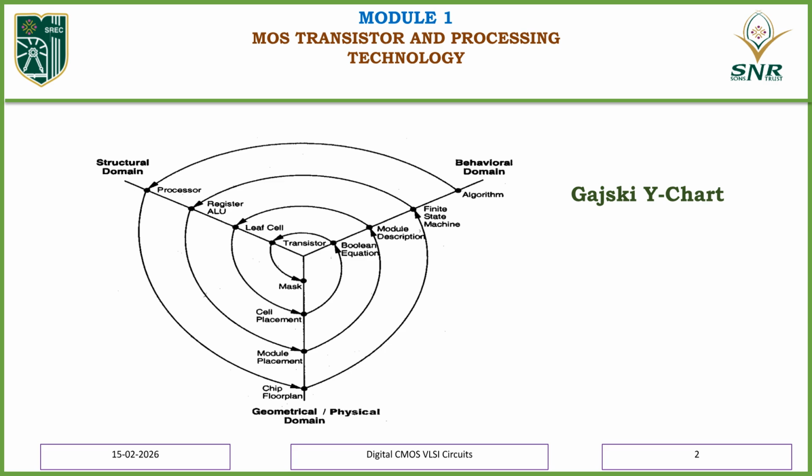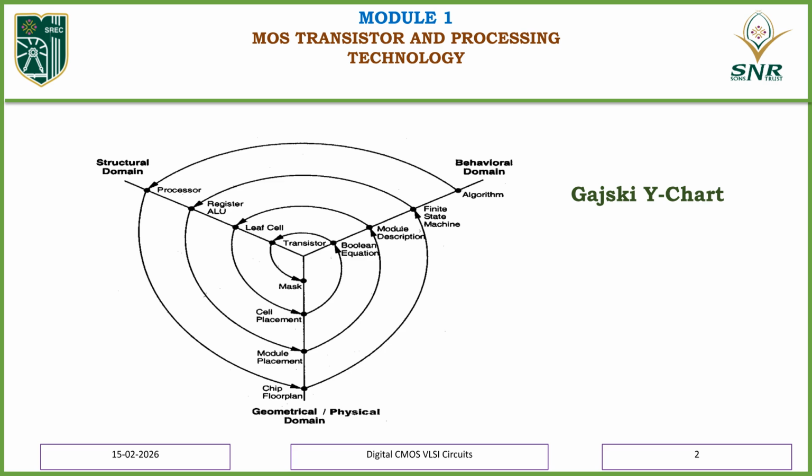Now let us examine the physical or geometrical domain. In this domain, the structural components are translated into physical layout. Transistors are arranged to form logic gates. Logic gates are implemented using mask patterns. Cells are placed on the chip using cell placement techniques. Modules are arranged during module placement. Then chip floor planning determines approximate block locations. Finally, the complete layout is fabricated using mask layers.